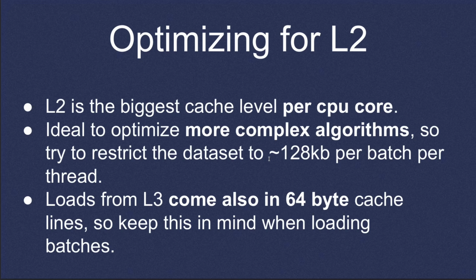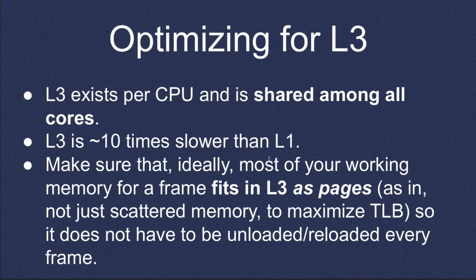Again, remember that all this comes in cache lines, so you always have to think of your algorithms in cache line size. So finally, L3 is the global per-CPU cache. It's shared among all the cores. So what exactly do you optimize for L3? This is something that you won't find mentioned a lot. But ideally, what you want to do for L3 is make sure that everything that you're going to be processing every frame in your game, at least as much as possible, fits inside of L3.